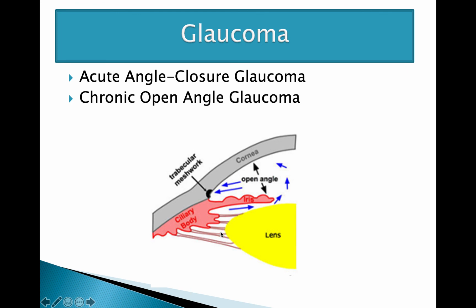So when we say acute angle closure glaucoma, for some reason in acute angle glaucoma, which we're going to talk about in just a second, this is closed. So it closes and the fluid builds up. In chronic open angle glaucoma, this trabecular meshwork and the drainage system out the canal of Schlemm is open, but it just doesn't drain as fast.